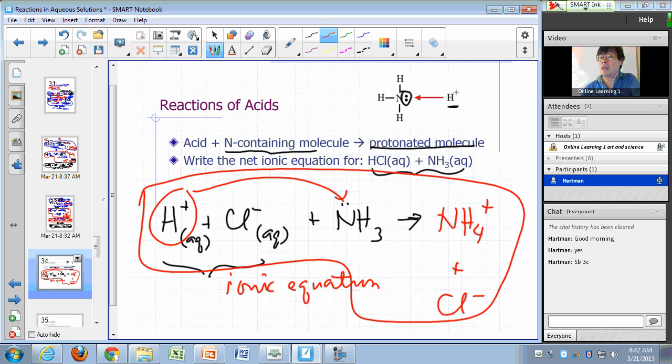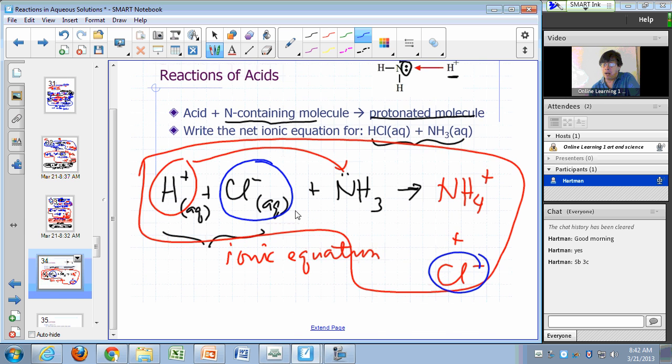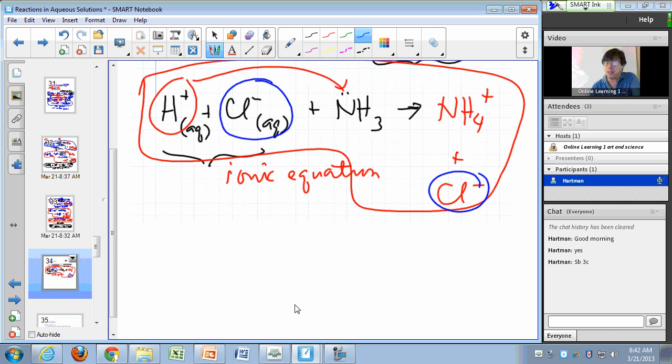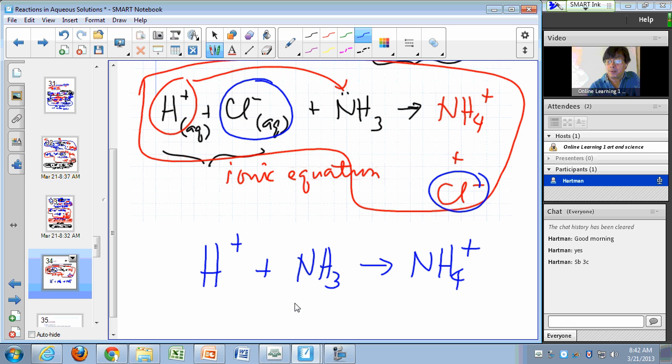What's your net ionic equation? Well, you can see that your chloride is there before and after the reaction happened. So chloride is what you would call a spectator ion. The only thing that happened here is your H+ attached itself to an ammonia molecule to give you ammonium ion. Okay, so acid plus ammonia gives you ammonium.